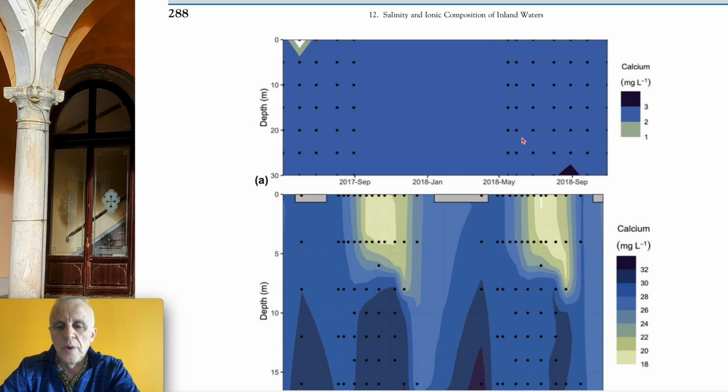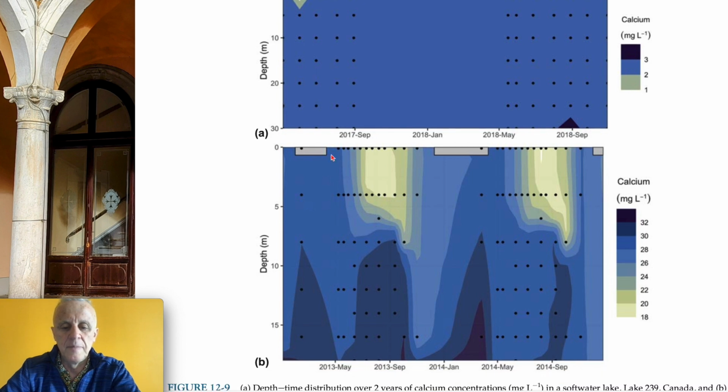So for the soft water lake, what we're seeing here is a concentration of about 2 milligrams per liter, and as expected, it's not very high in calcium because it's a soft water lake. We also have a pretty low concentration in one time period, which is probably maybe in January or February, although they don't mention any ice cover for that lake at that time.